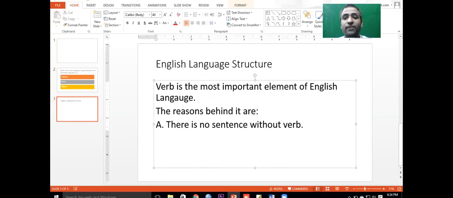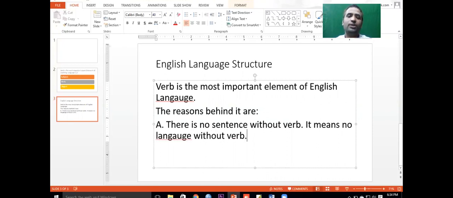Sentence is the basic form of language. Otherwise, if you say eyes, hungry, river, cat, these words alone are no more language. If you want to use language, then you should speak or write sentences. And whenever you go for a sentence, a verb is required there. Without verb, there is no sentence. Without sentence, there is no language. It means there is no language without verb.